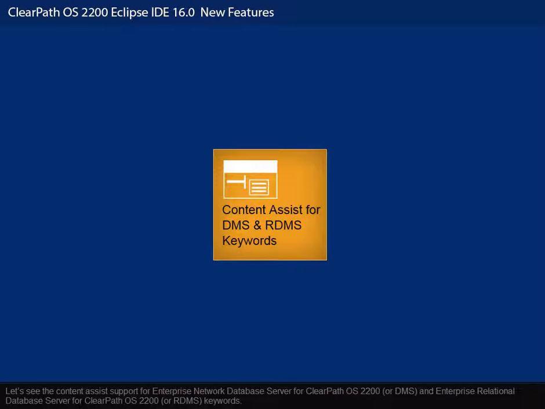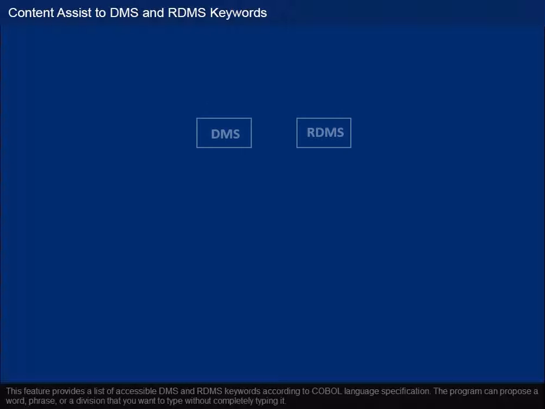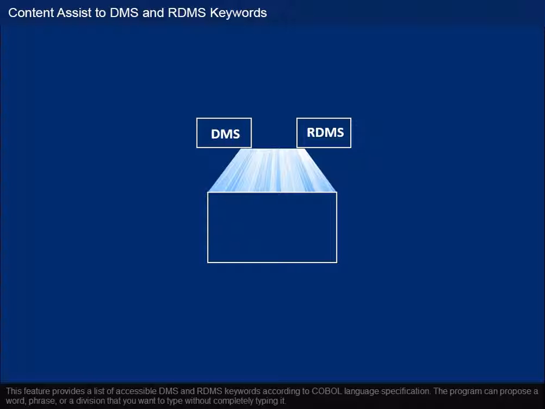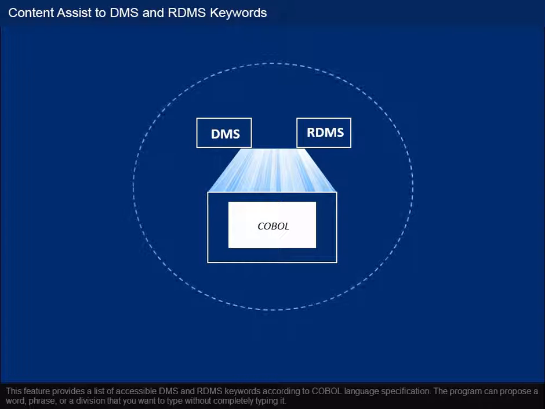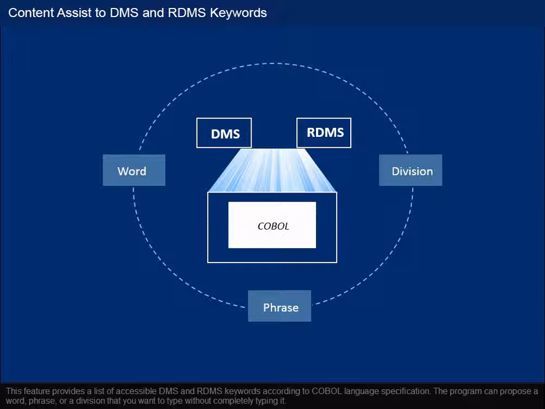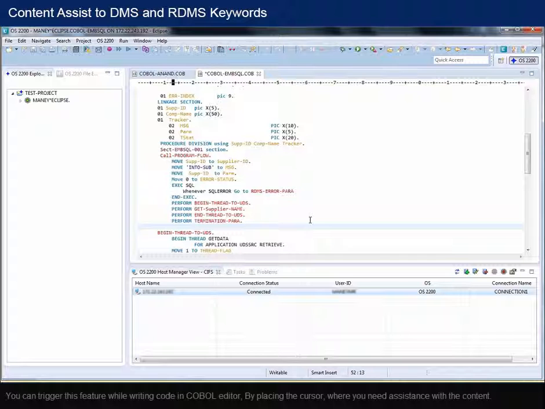Let's see the Content Assist support for Enterprise Network Database Server for ClearPath OS 2200, and Enterprise Relational Database Server for ClearPath OS 2200 keywords. This feature provides a list of accessible DMS and RDMS keywords according to COBOL language specification. The program can propose a word, phrase, or a division that you want to type without completely typing it. You can trigger this feature while writing code in the COBOL editor.